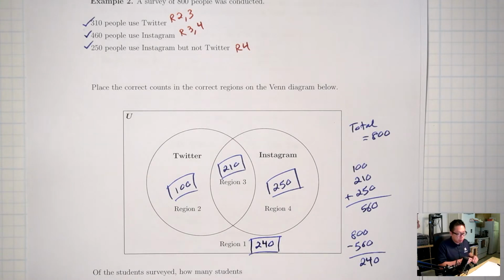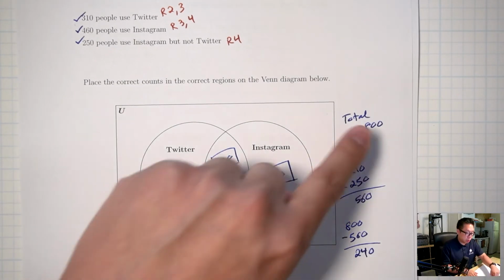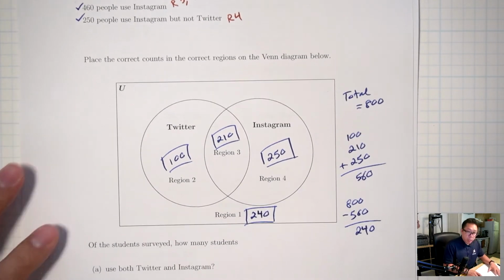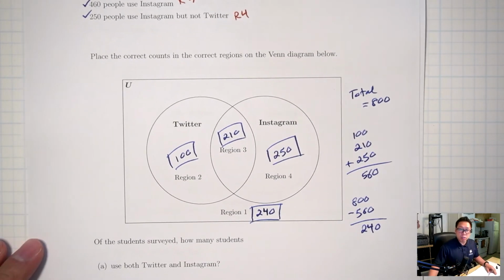And then just to double check, let me add up all my numbers and make sure it does add up to 800. So 100 plus 210 plus 250 plus 240. Okay, it is 800, so we're good. All right, so now that I have all the numbers, I can now answer the questions.